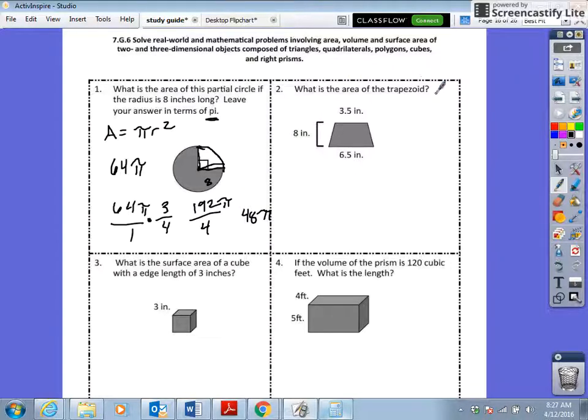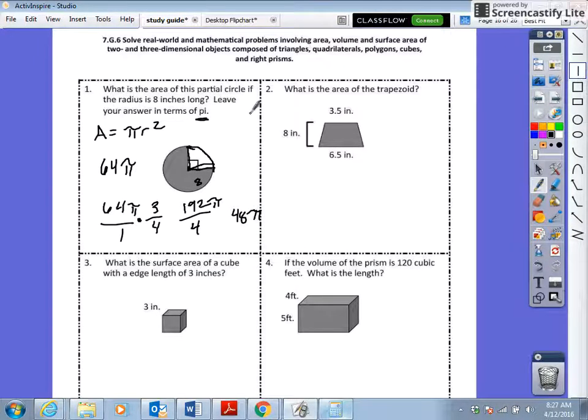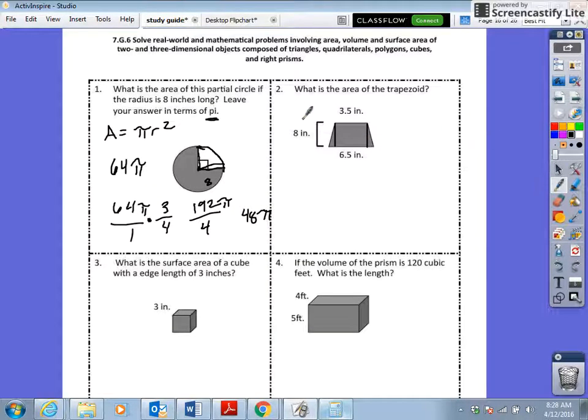What is the area of the trapezoid? Now, there is a formula for a trapezoid. They're not going to give it to you, so I'm not going to use it. So I'm going to draw a line straight down from here and straight down from here. Now, what I do have is the area of a rectangle, and I know the area of triangles.